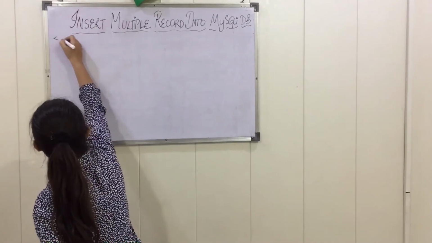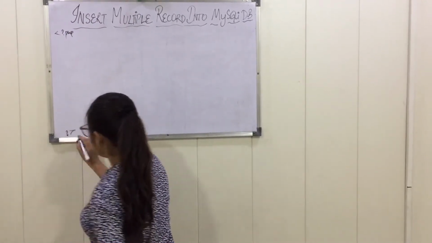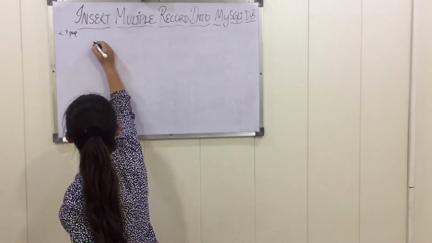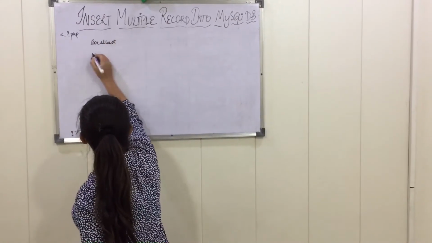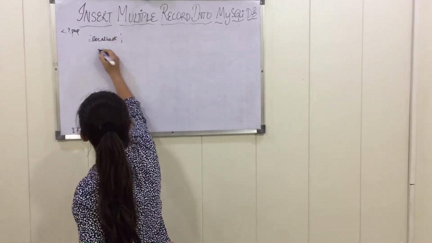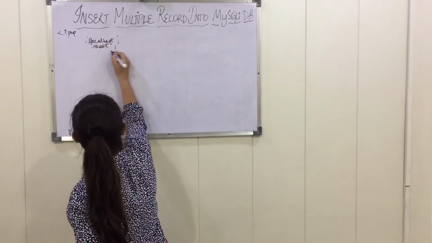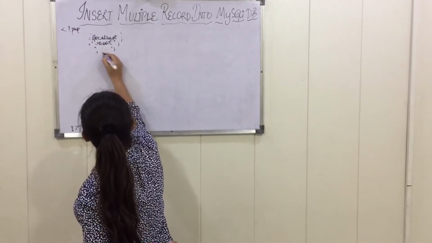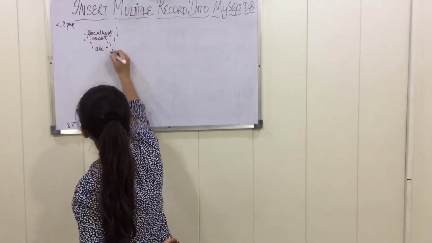So for an example, PHP tag start and PHP tag close. First of all, we will create a connection. For the connection we need localhost, that is the server name. After that the username, that is root. After that the password, that is empty. After that the database name, suppose the database name is ABC, and then a semicolon.